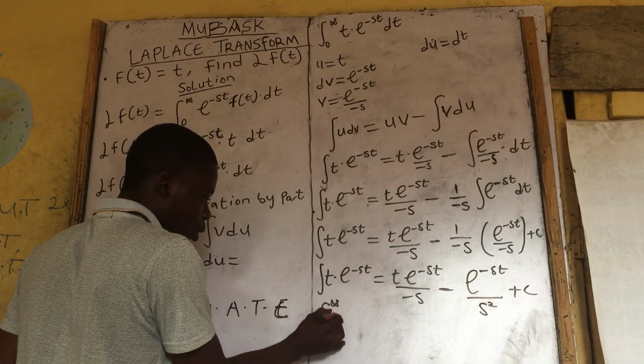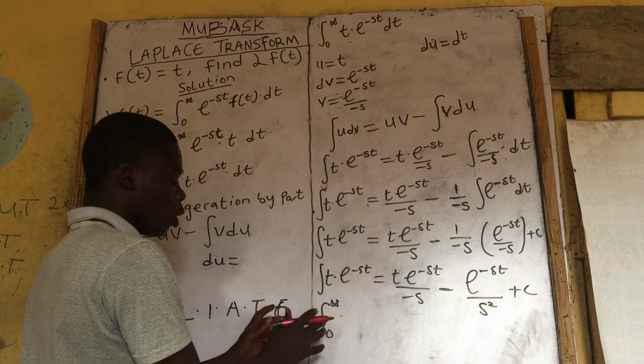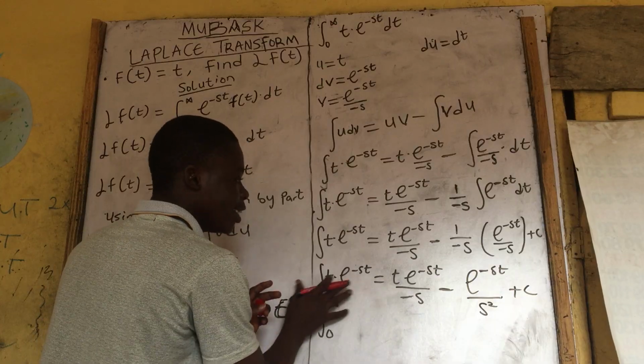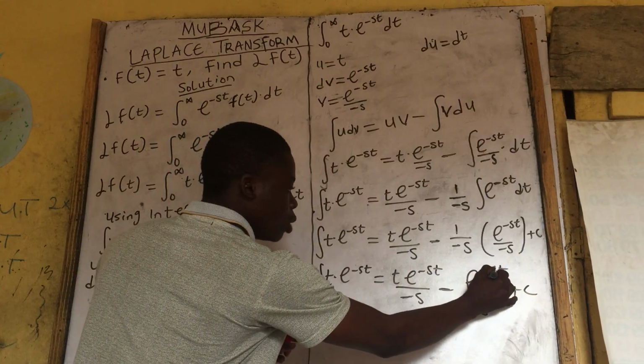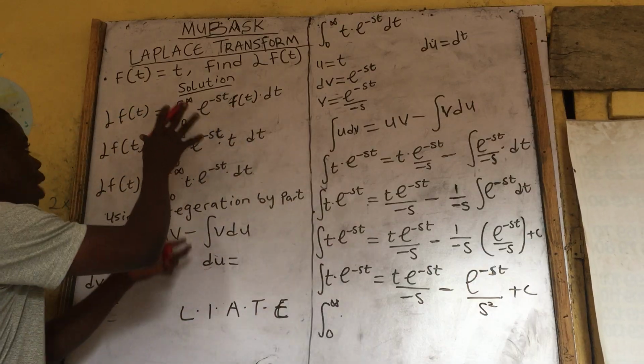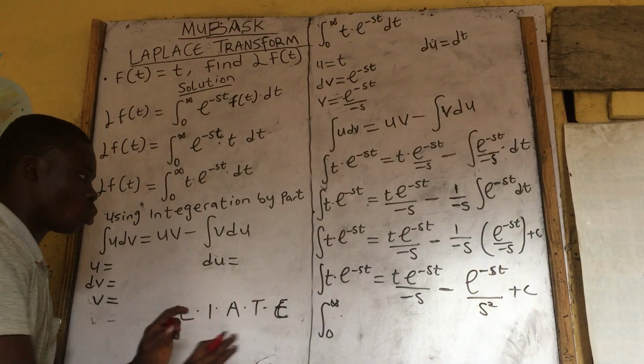Our upper limit is infinity. Our lower limit is 0. So we have integrated this by using integration by parts. The next step we should take is to substitute our upper limit and lower limit into it.